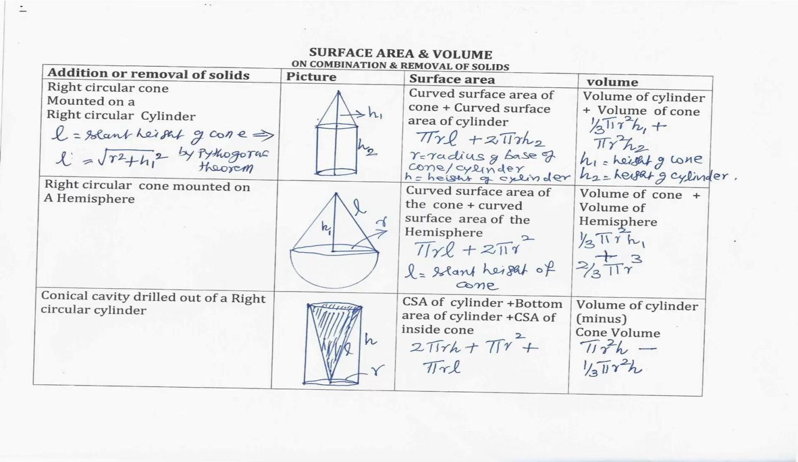Conical cavity being drilled out of a right circular cylinder, surface area is equal to curved surface area of the cylinder plus bottom area of cylinder plus curved surface area of inside cone. Therefore, 2 pi r h plus pi r squared plus pi r l. Volume of this solid is volume of cylinder minus volume of cone, pi r squared h minus 1 by 3 multiplied by pi r squared h.